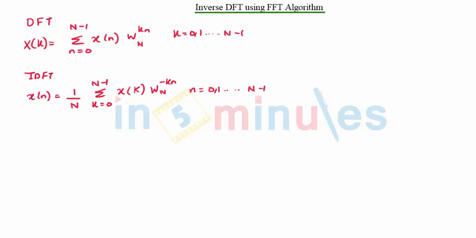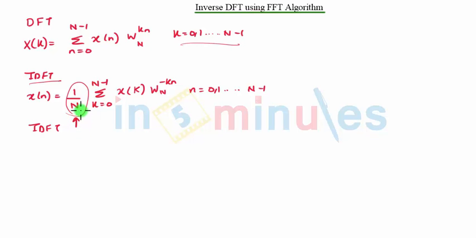Here the DFT is X of k equal to summation n equal to 0 to capital N minus 1 x of n W_N raised to kn, where k ranges from 0 to N minus 1. Whereas the inverse DFT is x of n equal to 1 by N into summation k equal to 0 to capital N minus 1 X of k W_N raised to minus kn, where small n ranges from 0 to capital N minus 1.